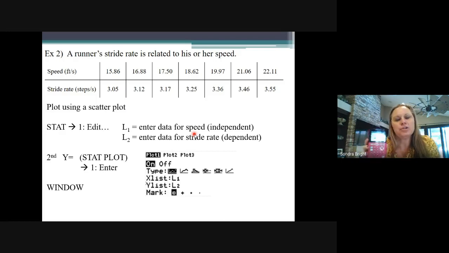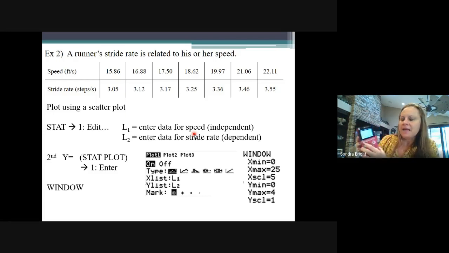All right, then we want to make sure that in our window, we have a nice window, right? So I look at these values and I'm like, okay, the smallest speed is 15.86. My largest speed is 22.11. And then the stride rate, smallest, okay, they're all within the threes, right? So I'm going to hit window, which is the second button over, right next to the Y equals. I'm going to hit window, and then just change these values.